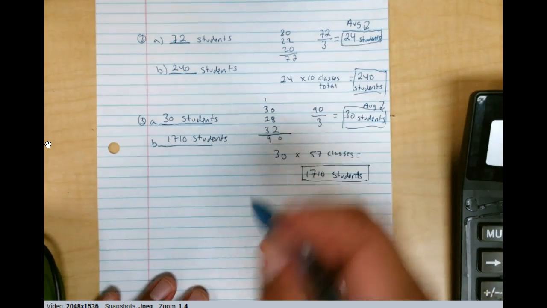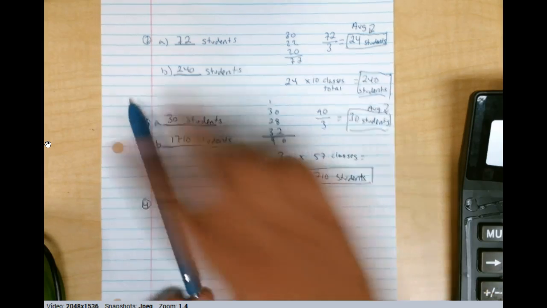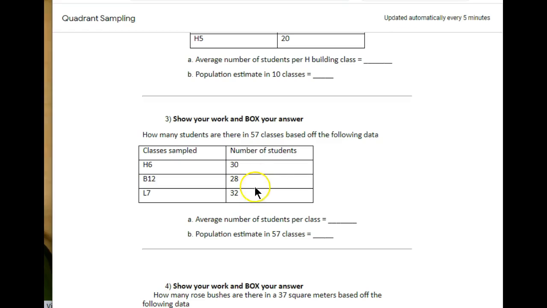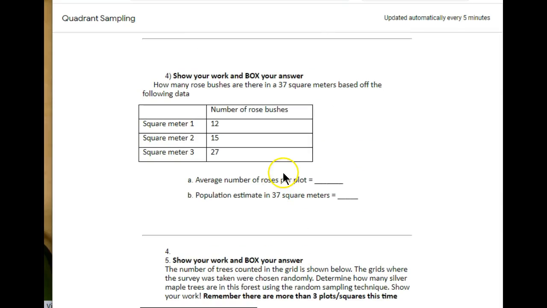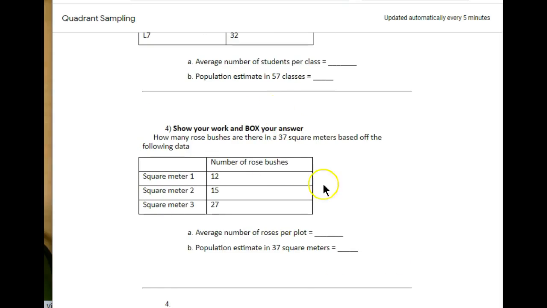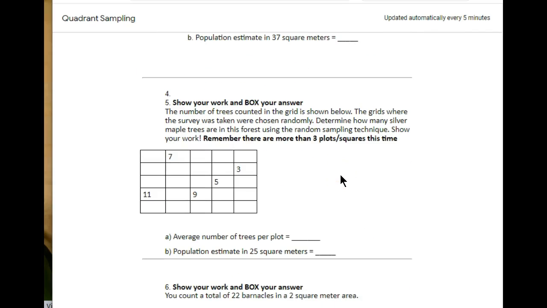So let me be nice and do one more for you. Because again, that was my mess up. Let's go back to here. Actually, we're going to skip number 4. Let's go to number 5. So this one is going to be the same setup, except instead of students, you're using rose bushes. Instead of classes, you're using 37 square meters. So let's skip number 4 and let's go to number 5. Because this one is a little bit different. I'm setting up my binder paper right now.